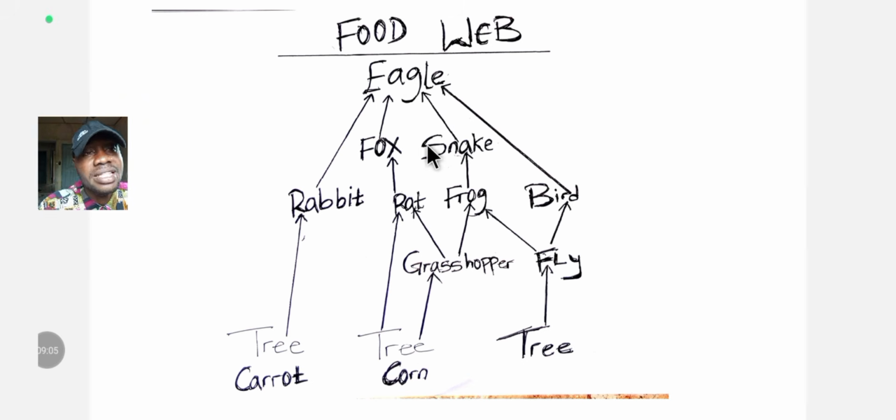All right, so you can see the food web. You have different food chains inside. For example, from the tree, which is carrots. The rabbit comes and eats the carrots. Then the eagle comes and eats the rabbit. You can see this one is one food chain. See another one again, another food chain here.